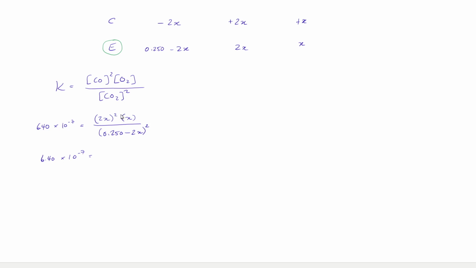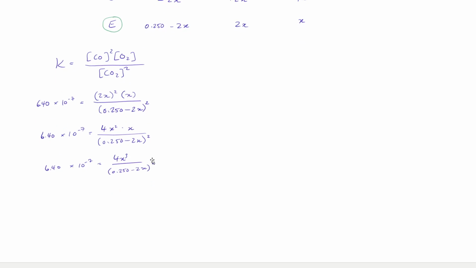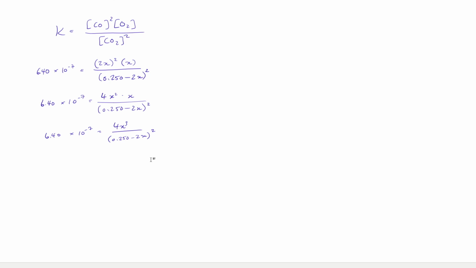By expanding the numerator, 2x squared is going to be 4x squared, then times x, all over what will become a relatively complicated binomial squared. And so I end up having 6.40 times 10 to the negative 7 is equal to 4x cubed all over this binomial squared. So in this equation, as you can see, I will have a cubic with multiple terms. That is going to be a challenge to solve.